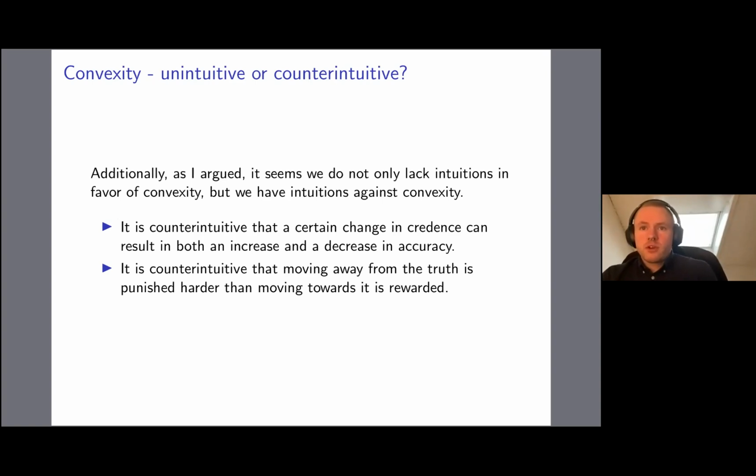Now the third step, is convexity of distance to truth counterintuitive? I think we might have intuitions against convexity. I think it's particularly salient in the case of Joyce's weak convexity, that we found that this intuition that a certain change should not in one case lead to an increase and in another a decrease of accuracy speaks against weak convexity. And if we have that intuition, then convexity is counterintuitive. And maybe we also have the intuition that moving away from the truth should not be punished way harder than moving towards it is rewarded. And if we find that intuitive, that this should not be the case, then we have intuitions against convexity.